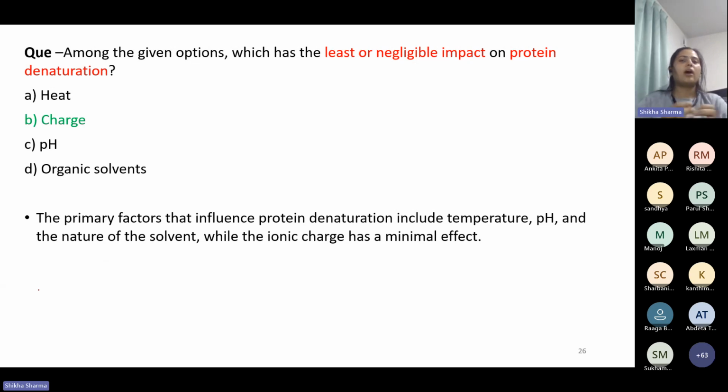If the question asked for the most impact on protein, then the answer would be heat, and pH is also there. Even if you slightly change the pH, the protein is going to denature and unfold, right?